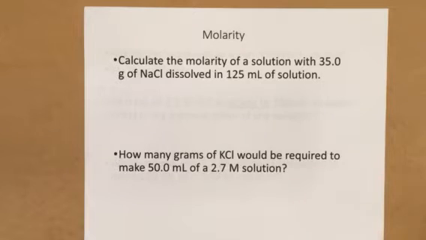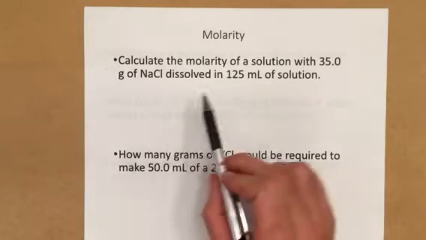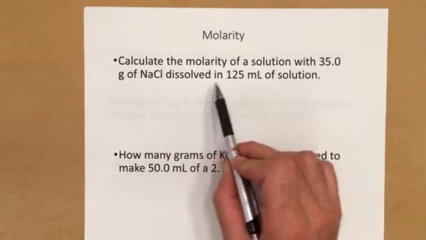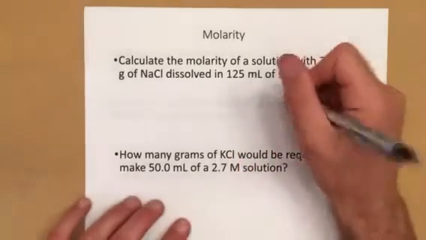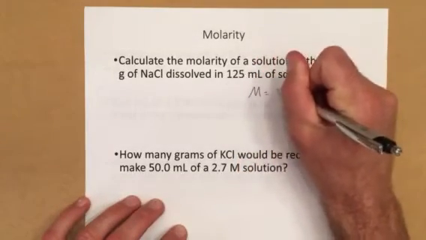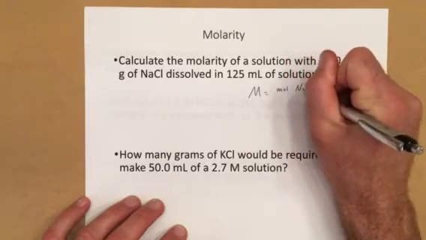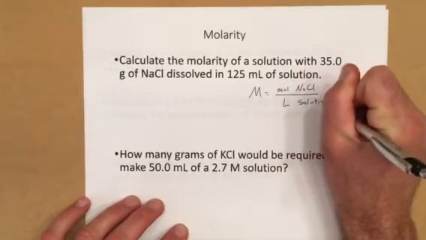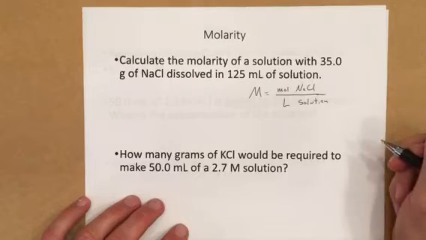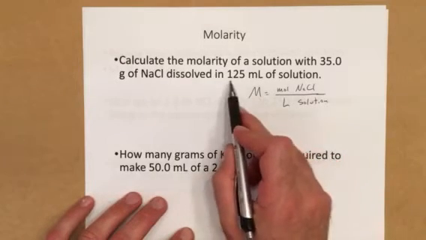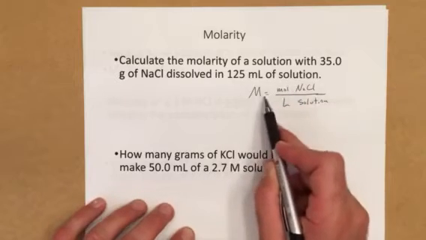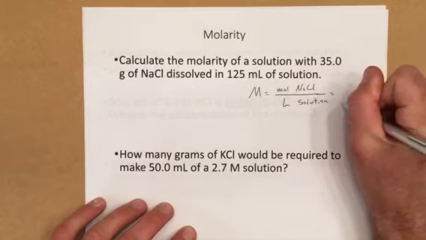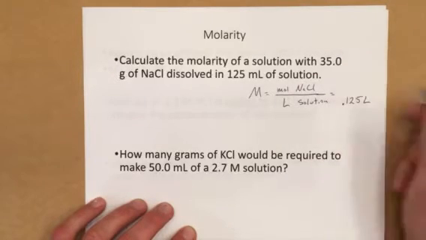So we'll take a look at a couple calculations. The first one here says calculate the molarity of a solution with 35 grams of sodium chloride dissolved in 125 milliliters of solution. So we know that molarity is equal to moles of solute, in this case NaCl, over liters of solution. Right away in this problem, it already gave us the 125 milliliters of solution. When you're calculating molarity, the volume always needs to be in liters. So the volume in liters is going to be 0.125 liters of solution.